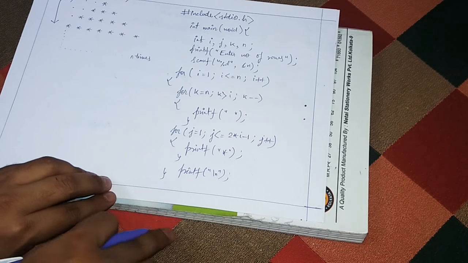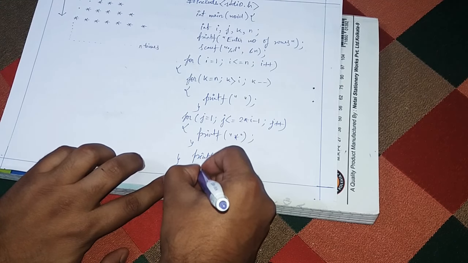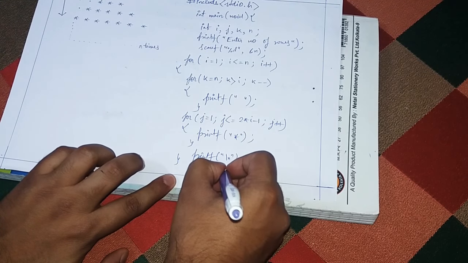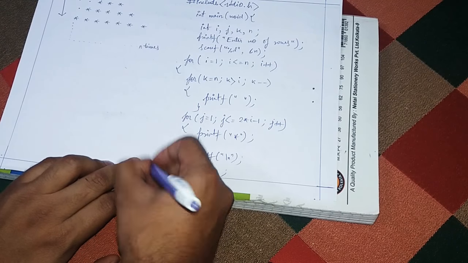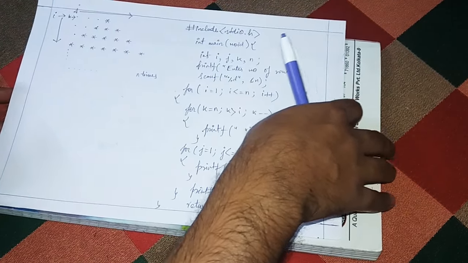And then we will close the I loop. Then we'll simply write, and here we close our main function. So I will explain this program once again.